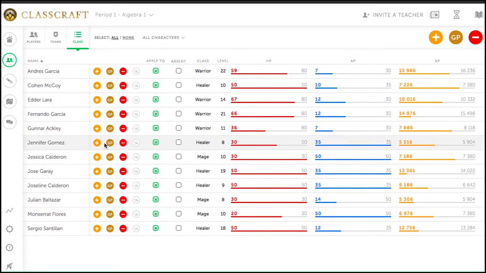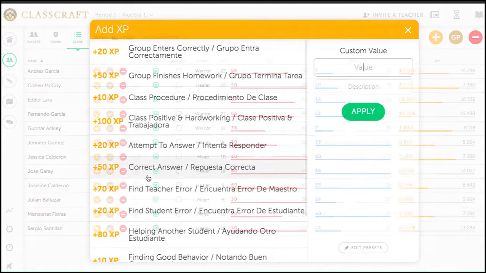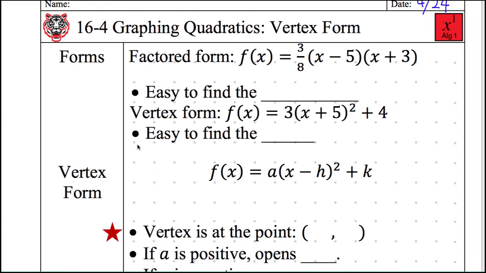So Gunnar, you get the XP for guessing. Easy XP. Anyone else want to take a guess, Jose? There it is, x-intercepts. Oh, I helped him with that. I was saying it repetitively.